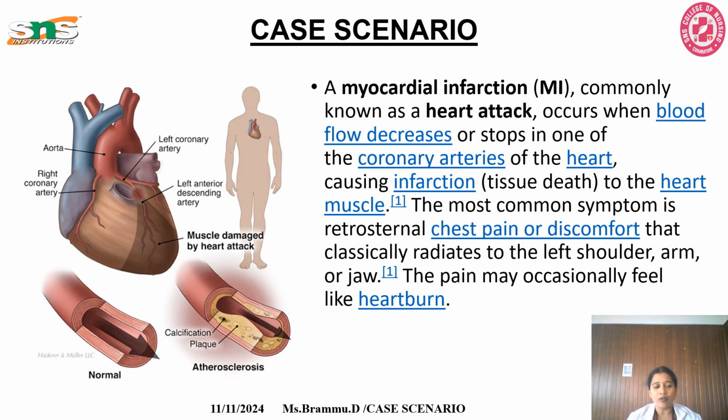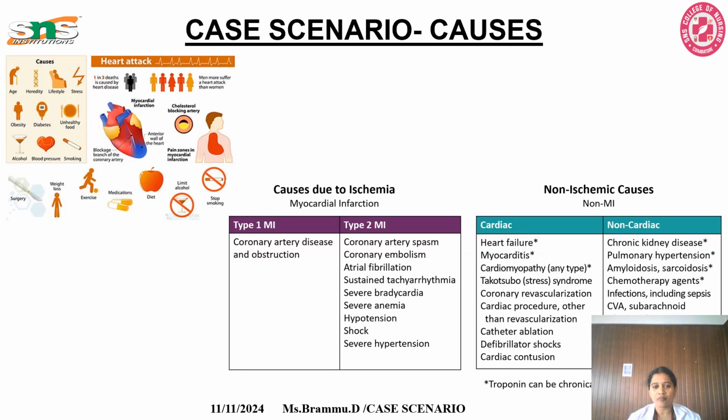If there is any blockage in these arteries, the patient is going to have decreased blood supply to the myocardial tissues, ending up in stages of ischemia, injury, and necrosis, which we will see in the further slides. The most common symptom the patient complains of in this condition is chest pain and discomfort, classically radiating to the left shoulder as well as the arm or the jaw. In certain patients, the pain may be described as heartburn-like pain.